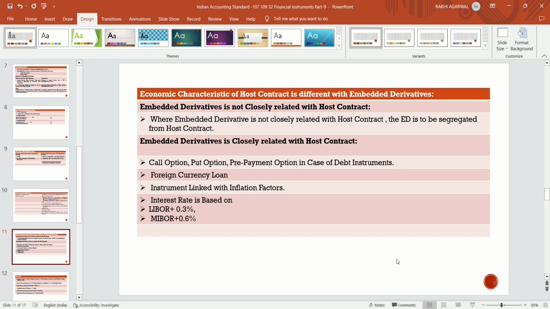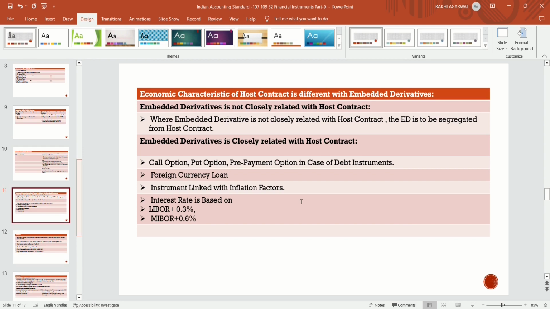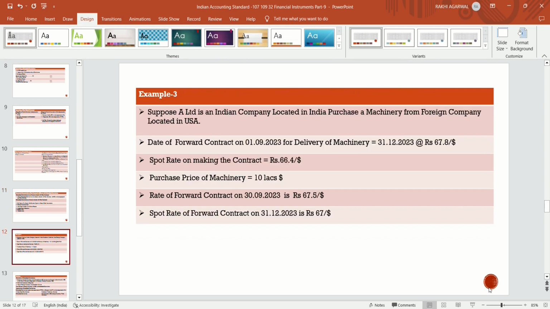If it is related with the host contract, like call option, put option, prepayment option in case of debt instrument, foreign currency loan instrument linked with inflation factors, like interest rate based on LIBOR plus 0.3%, MIBOR plus 0.7, closely related. And if it is not closely related, then it should be segregated from host contract. And this is to be explained with the help of an example.